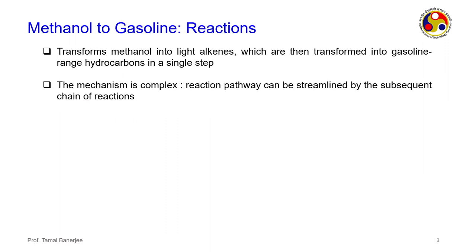So for methanol to gasoline, what are the reactions actually involved? Let's say you have a plant that is already producing methanol and now you want to use it to produce gasoline. How to do that? Methanol to gasoline is not an easy single-step reaction. There is a complex reaction network, a lot of simultaneous reactions happening together. But to understand this phenomenon simply, methanol is converted to light alkenes. The mechanism is complex.